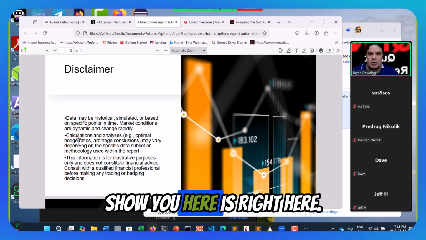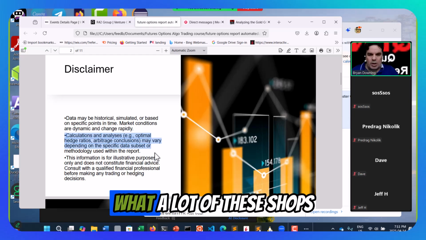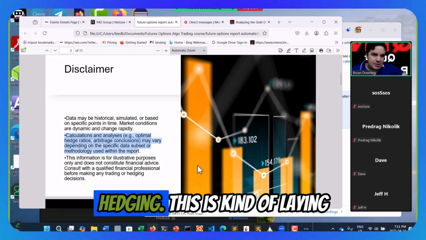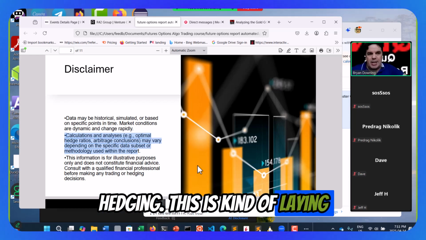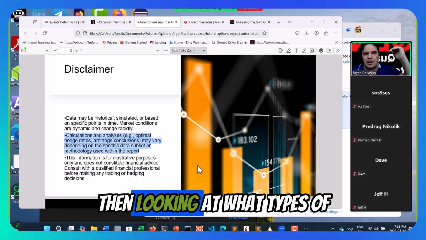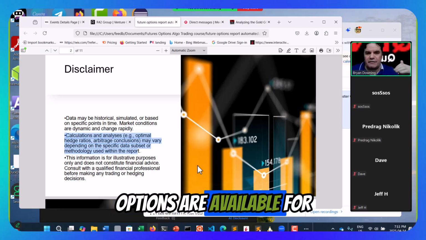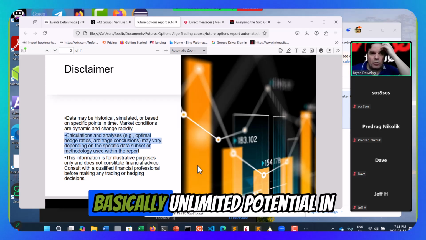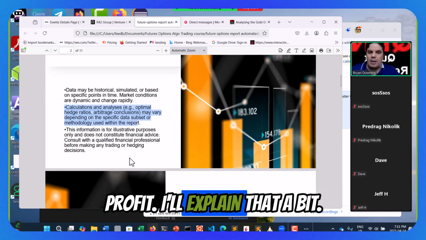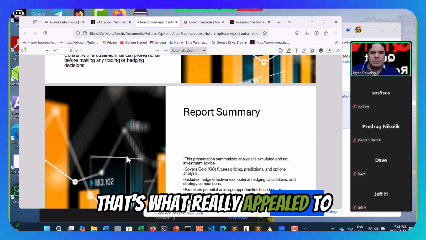So what I'm going to show you here is what a lot of these shops focus on, which is arbitrage and hedging. This is kind of like laying down a future floor price and then looking at what types of options are available for basically unlimited potential in profit. I'll explain that a bit. That's what really appealed to me.